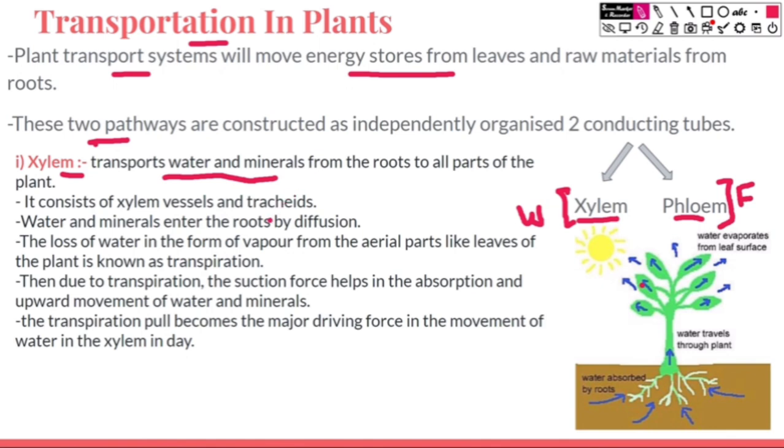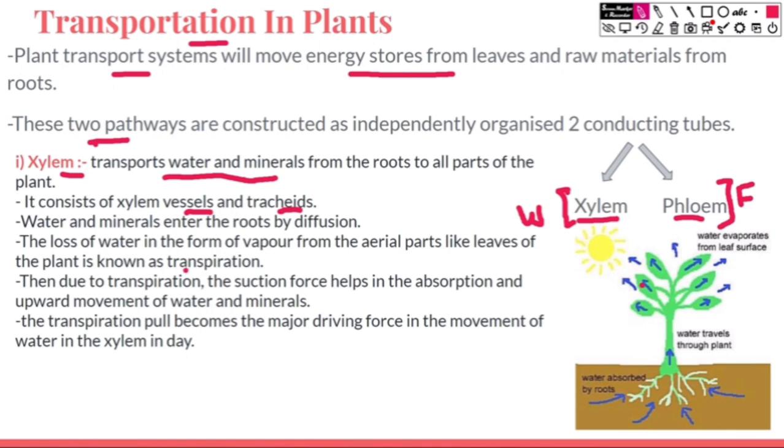Now what are the components of xylem? Xylem has xylem vessels and tracheids. These are two different types of vessels which are responsible for the transport of water and minerals from one part to the other. So xylem vessels and tracheids are the two parts of the xylem conducting system. Then how is the water conducted? There are two forces due to which the water is transported from one part to another.